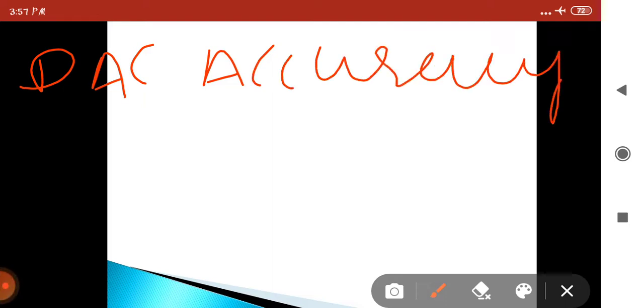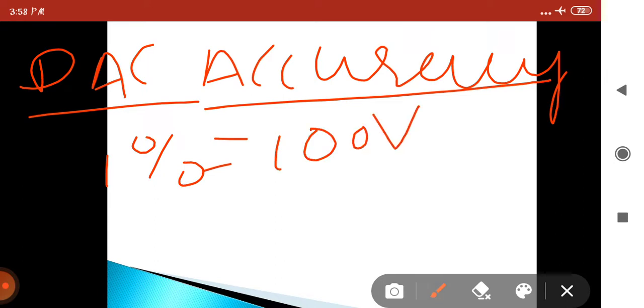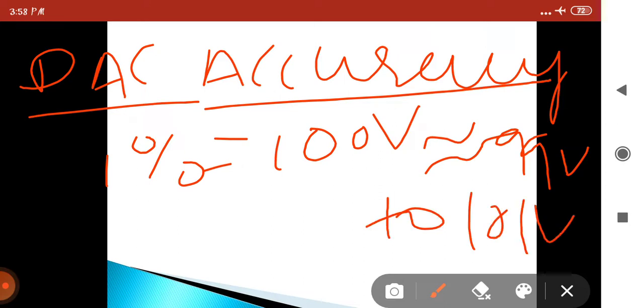Now I am going to explain about the weighted resistors, and the accuracy and the resolution of the DAC. Before that, the accuracy of the DAC. The accuracy indicates how close the measured value is to the true value. An accuracy of 1% means that 100 volts might really be 99 volts to 101 volts, between that range.